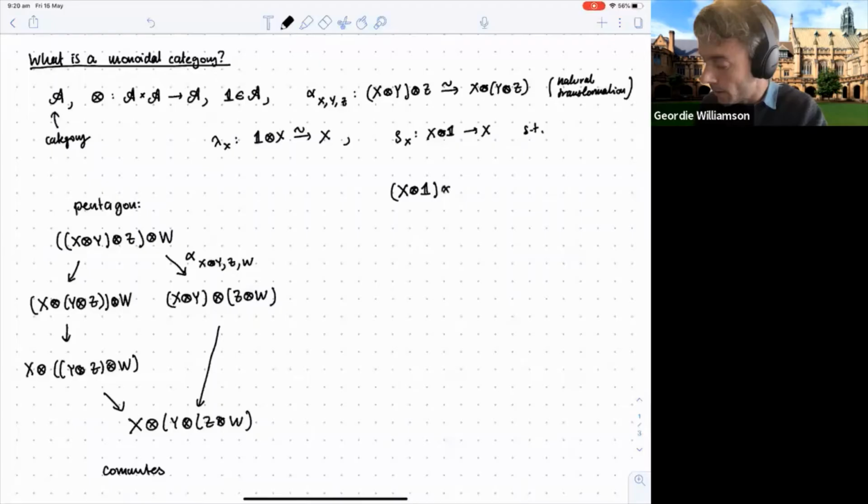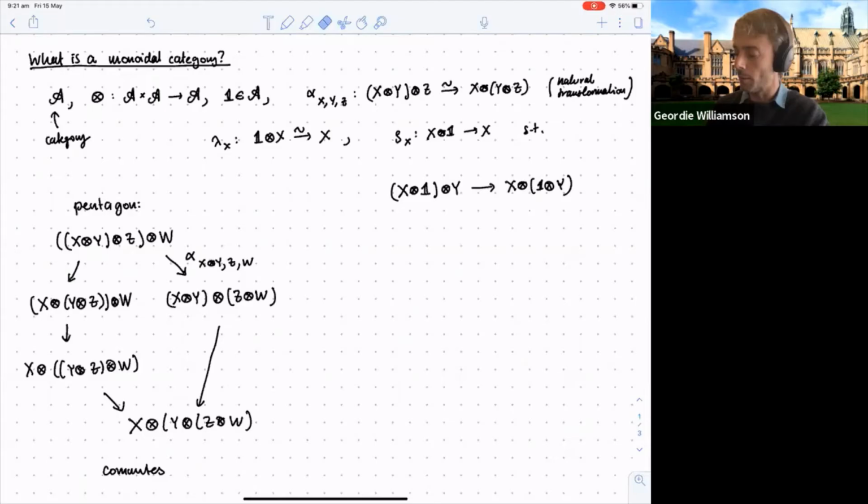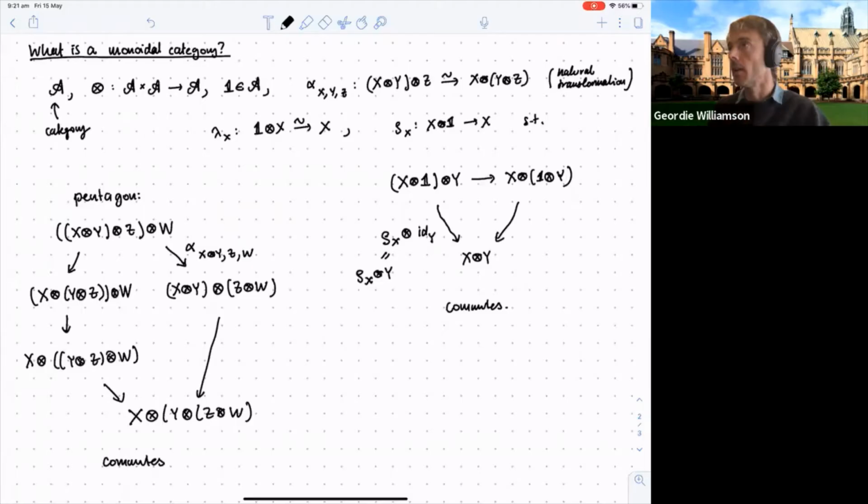And then there's two ways to go from X tensor one tensor Y. We can use our associativity to go across to X tensor one tensor Y. And then here we can apply our unit maps. So there's a common convention that I'll probably use every now and again, which is instead of writing the identity map on an object, you just write the object itself. So normally, if we're being totally formal here, I would write rho X tensor the identity of Y. So this is a map to X tensor Y. But it's quite common to just write this as rho X tensor Y. So this commutes.